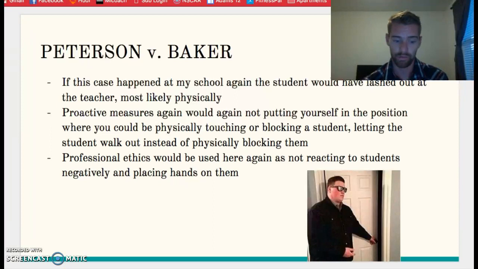The teacher, being Baker, told him, "No, I didn't mean you, sit back down." He continued to want out of the class, saying, "No, I want to leave, I'm going to leave." Baker blocked the door with his arm so that Peterson couldn't leave. Peterson grabbed his arm, and there's a debate on how hard, and pushed the arm down so he could walk out of the classroom. As soon as that happened, Baker grabbed him by his neck and squeezed.